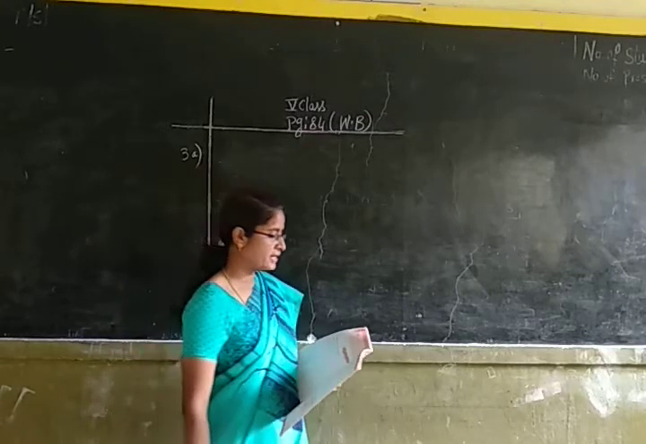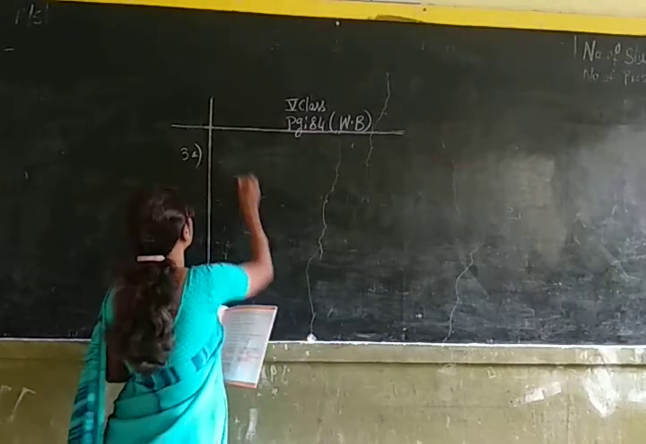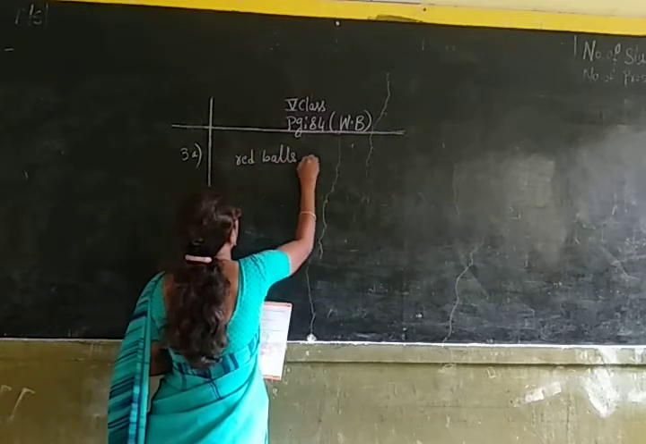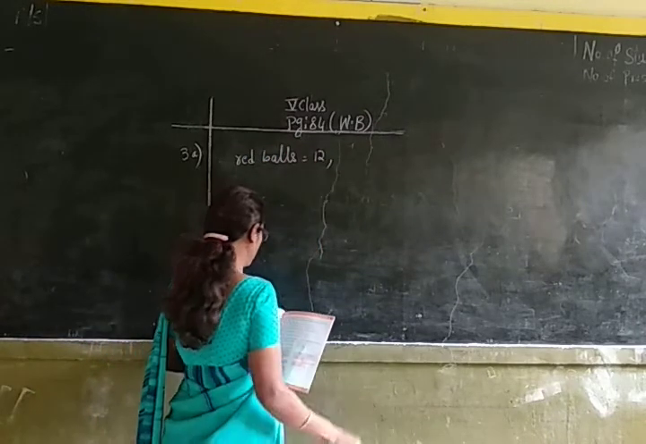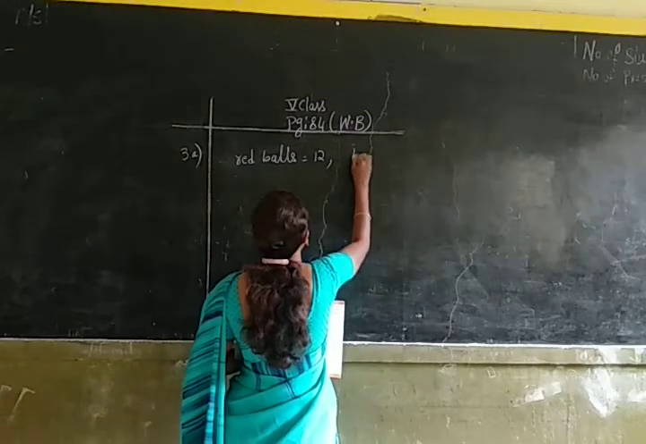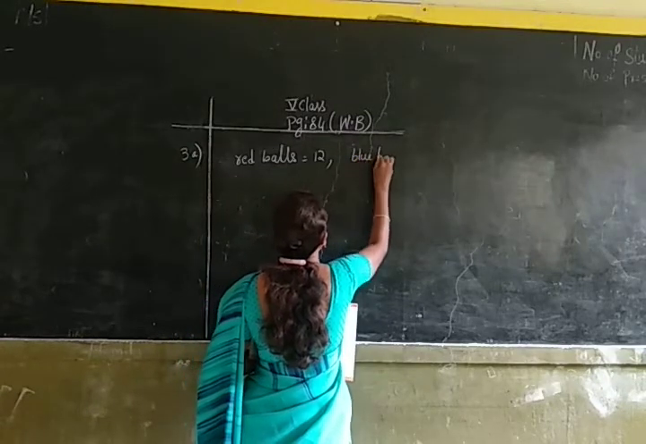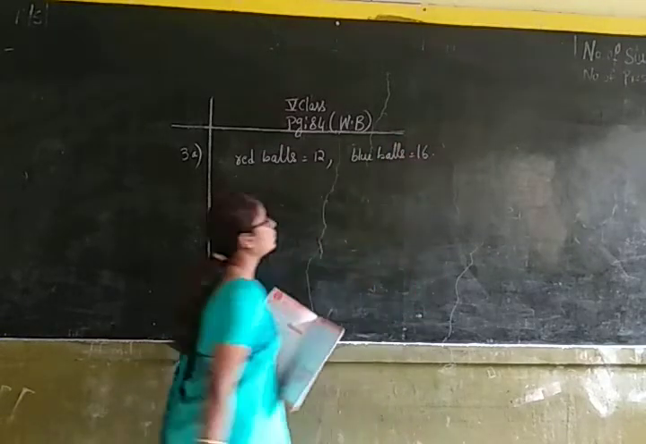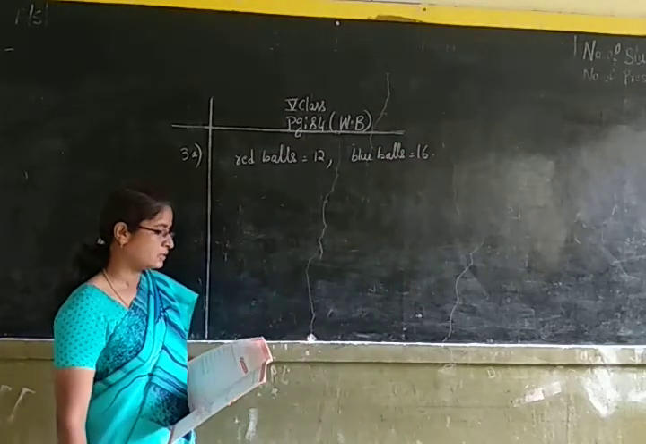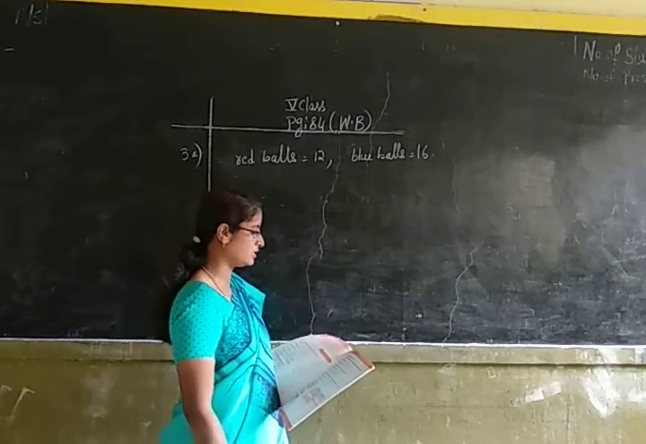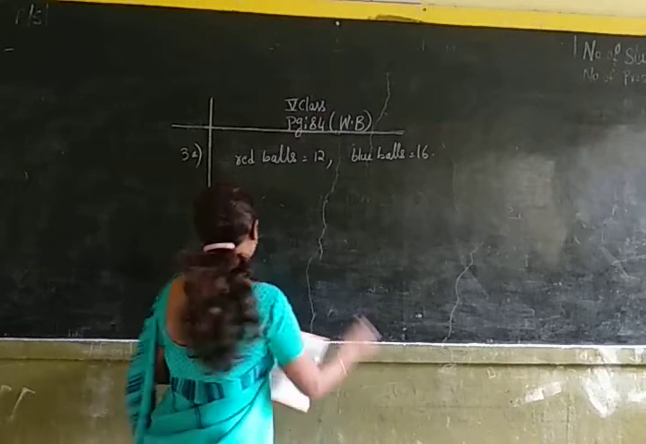There are 12 red balls and 16 blue balls in a bag. So how many red balls are there? 12 red balls. How many blue balls are there? 16 blue balls. Now we have to find out the ratios. Here we have to find out the ratio of blue balls to red balls.